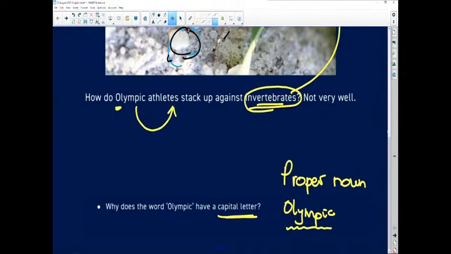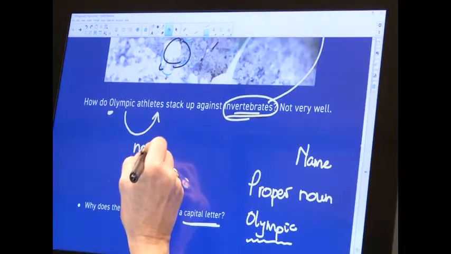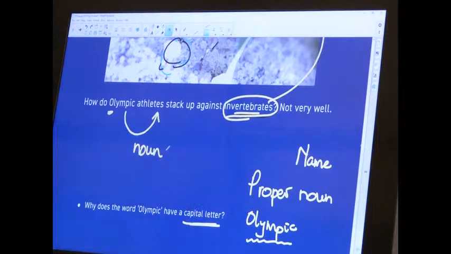Have a look at that. We have athletes stacking up. So what is a noun? A noun names something. So athlete is naming. What are we stacking up? Are we stacking up my hands? No. Are we stacking up pens? No. We're stacking up athletes. So we are naming something here. So here is your noun. So what then is Olympic?